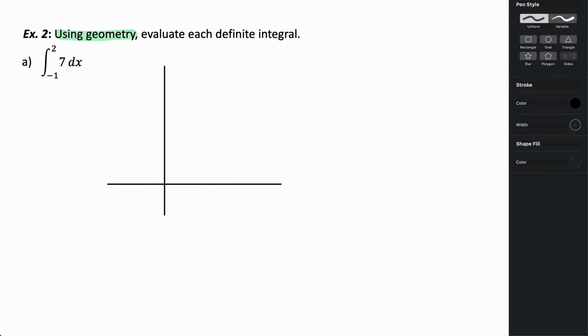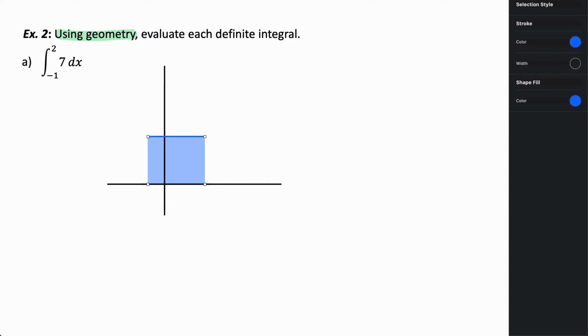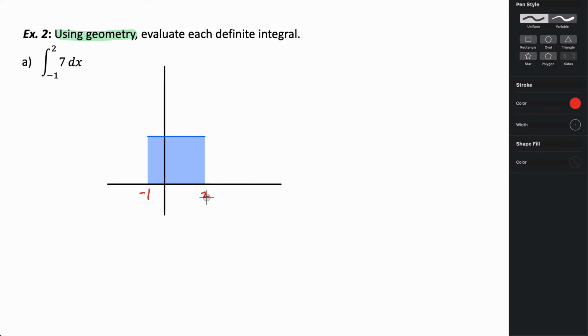We're graphing this function on the interval from -1 to 2. And the function itself, this is f, remember, is just y equals 7. So we have a horizontal line here, and it goes from -1 to 2. What we want to do right now is calculate the area under this curve, this area that's in blue, going from -1 to 2.